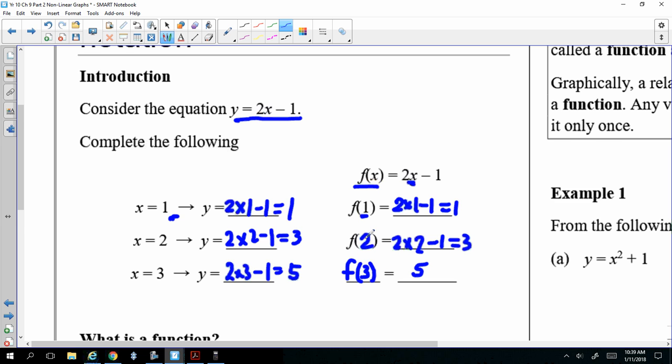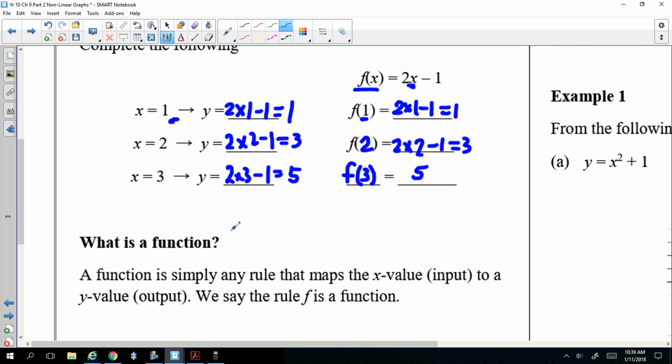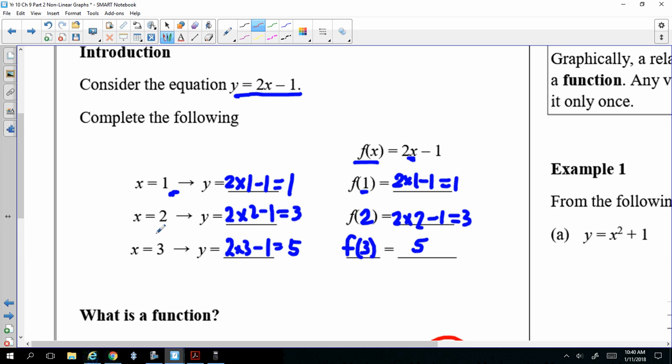Okay, let's move on. So what is a function? Basically, a function, let me use a red pen. A function is simply any rule that maps the x value to the y value. We call the x value input. We call the y value output. So basically, these are the input, and these are the output.